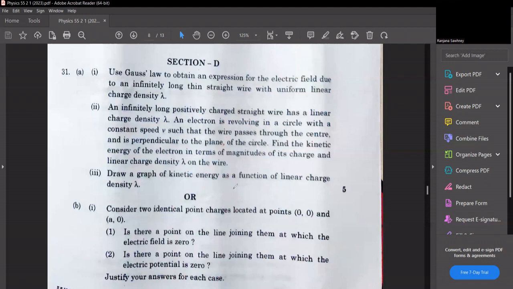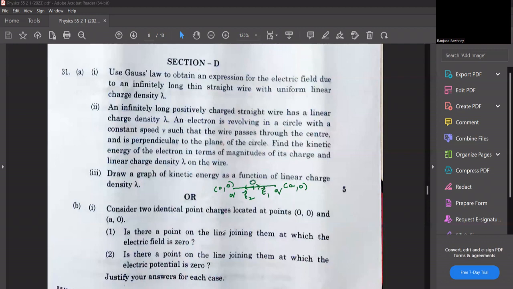Two identical point charges, let both be Q, situated at (0, 0) and (a, 0). Is there a point on the line joining them at which the electric field is 0? If we find the electric field at the midpoint, due to this Q charge it will be pointing away from this charge, and due to the other Q charge, again it will be pointing away. That is, E1 and E2 are equal in magnitude but opposite in direction. So at the midpoint, the electric field is 0.